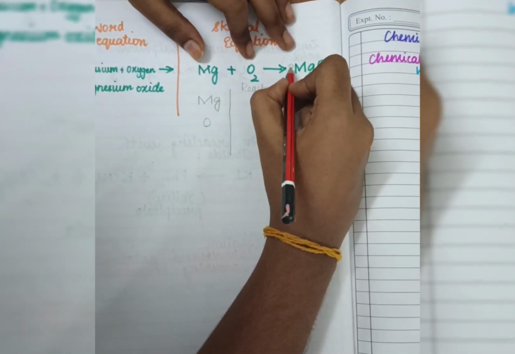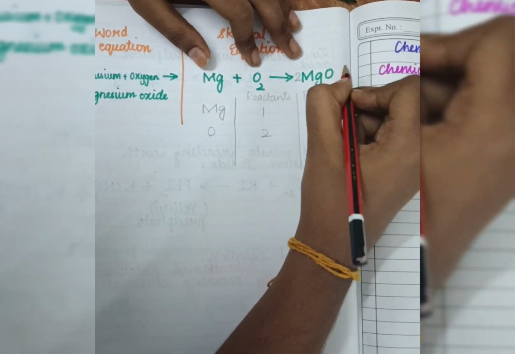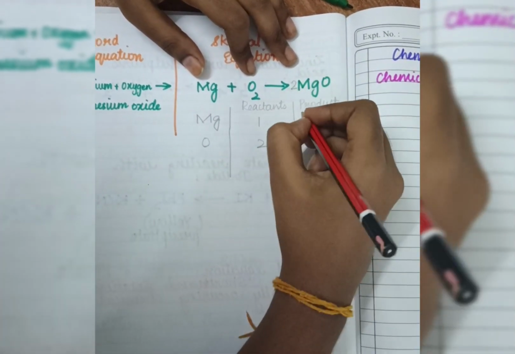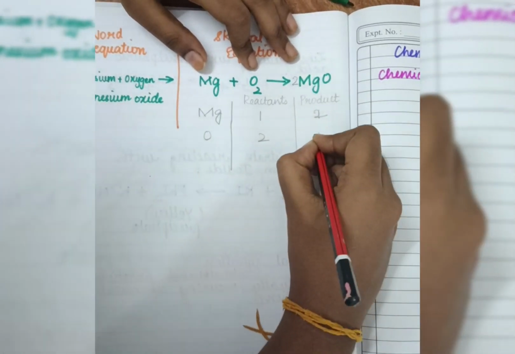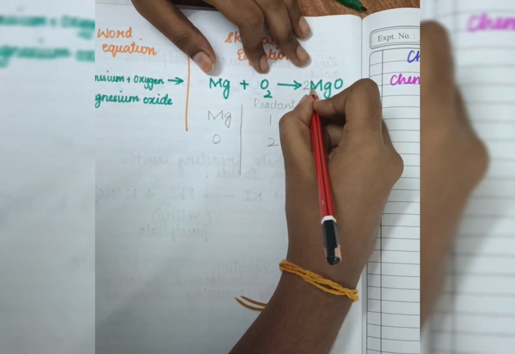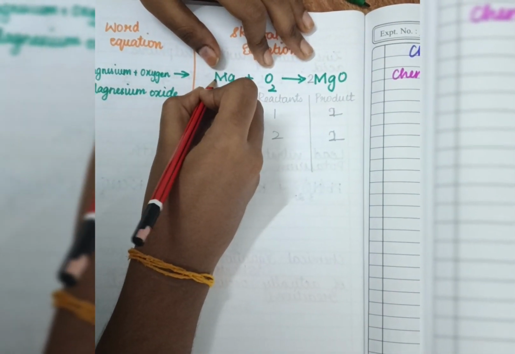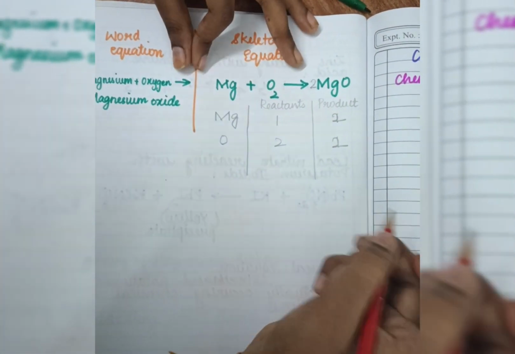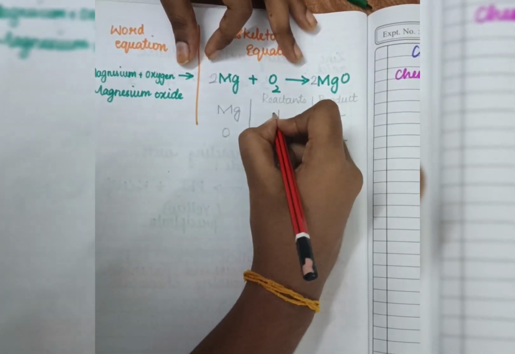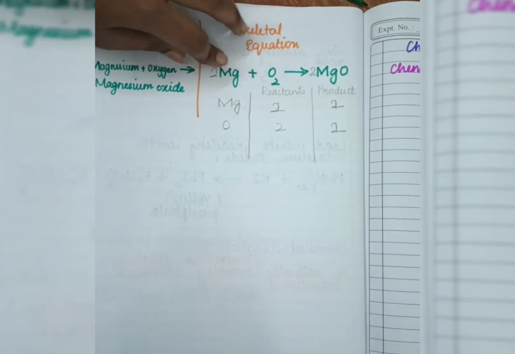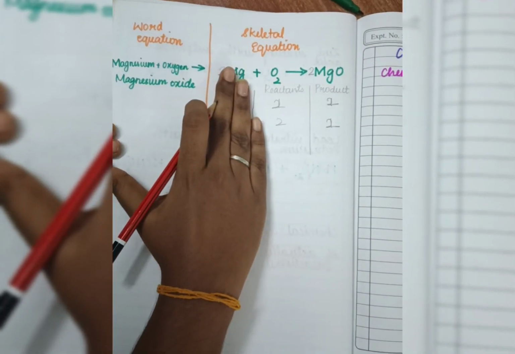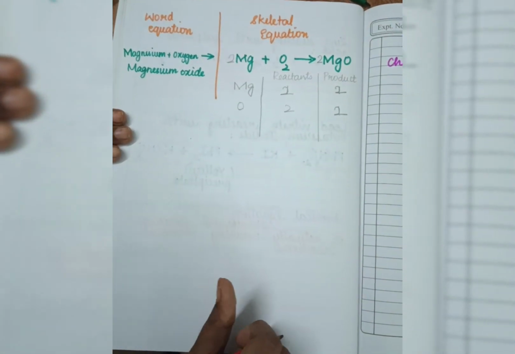You should remember that this 2 does not only belong to oxygen but also to magnesium. So there are 2 magnesium and 2 oxygen in the product side. But in the reactant side we have only one magnesium. How can we balance? We should add 2 right here, which shows that there are 2 magnesium. So here also it is changing into 2. Now you can observe that the mass of reactants is equal to the mass of products.